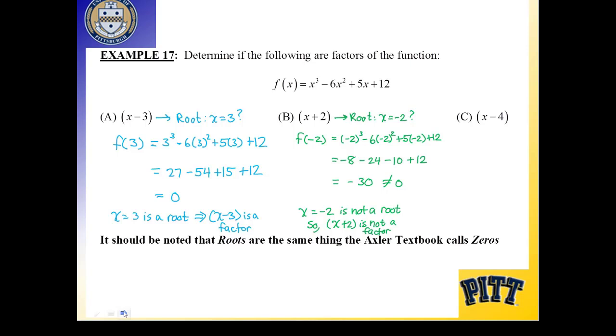So here, x equals negative 2 is not a root, therefore x plus 2 is not a factor. And lastly, for x minus 4, that means if I'm looking to see if that is a factor, that means that 4 would be the root. I plug 4 in to f of x, I do get 0 as a result, which tells me 4 is a root, which means x minus 4 is a factor.